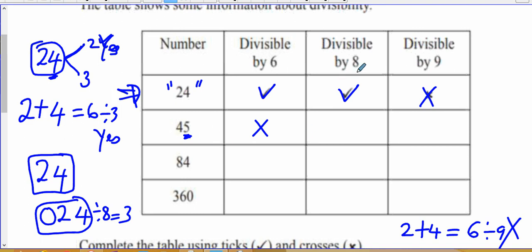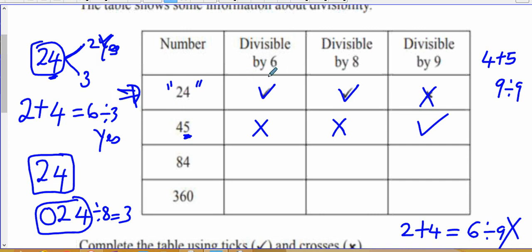Okay, is it divisible by 8? No. Because if it has to be divisible by 8, the last 3 digits should be divisible by 8. How about divisibility by 9? The answer is yes. Why? Because we add these digits, we get 9. Now 9 is divisible by 9. So 45 is divisible by 9.